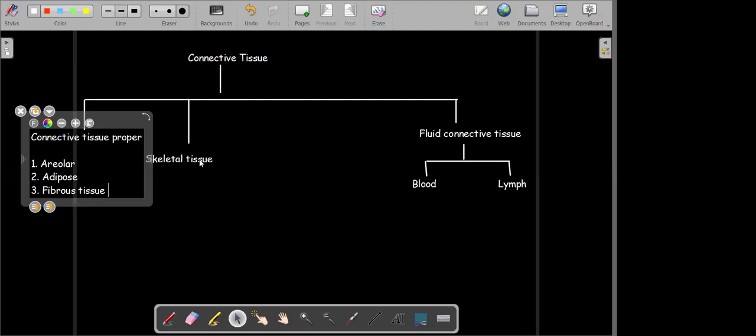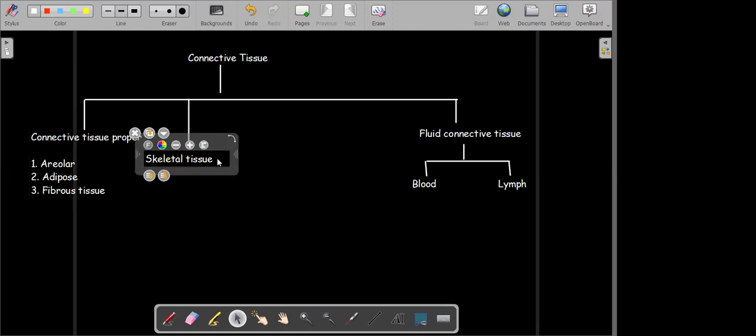Then the skeletal tissue also has types. It can be bone. Then you have ligaments and tendons.